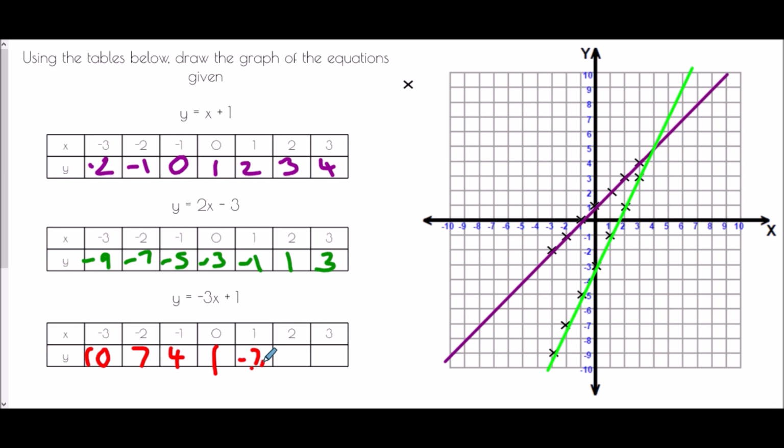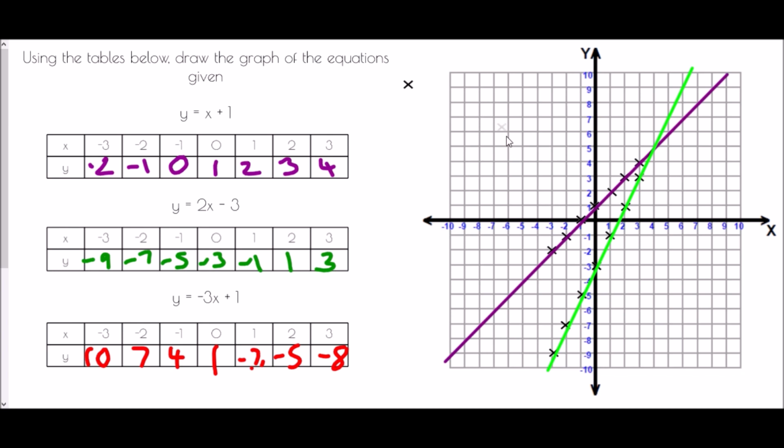2 times negative 3 is negative 6. So plus the 1, it's negative 5. And 3 times negative 3 is negative 9. Plus the 1 is negative 8. And again, we're going to plot each of those points onto the graph and just see what they look like.